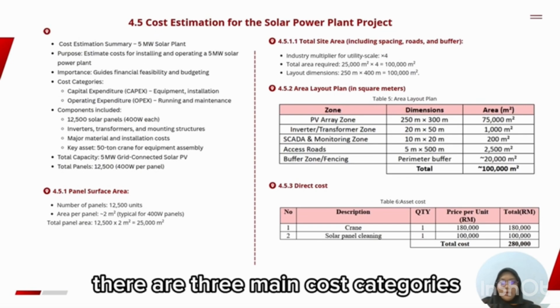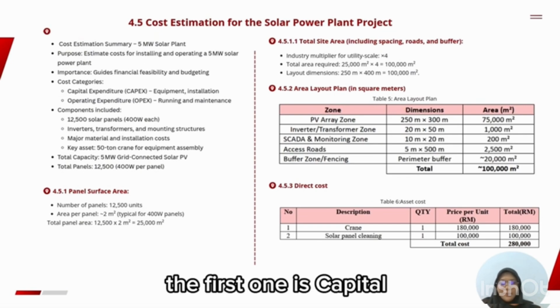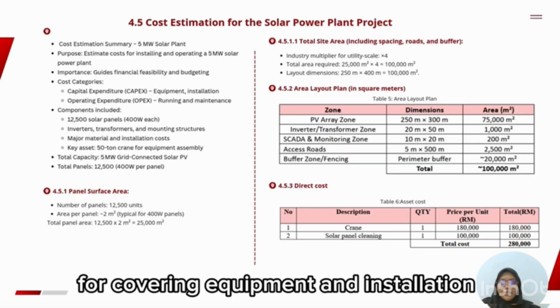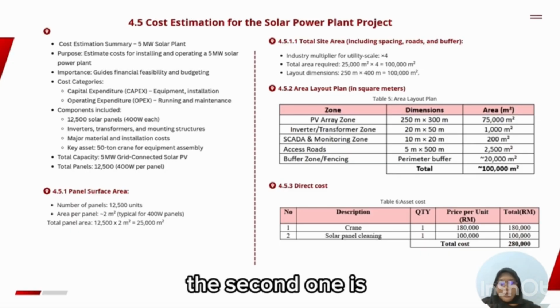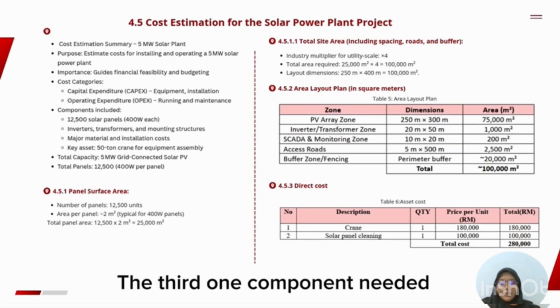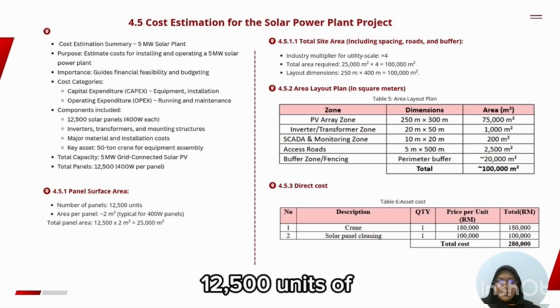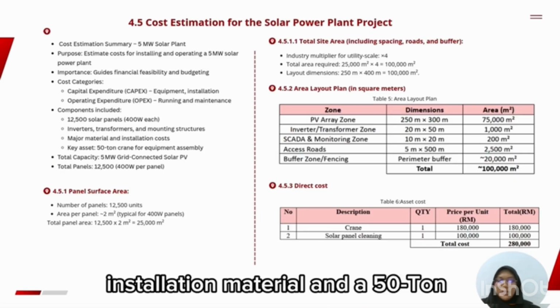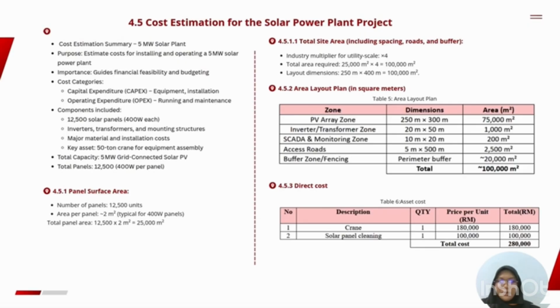There are three main cost categories. The first one is capital expenditure, covering equipment and installation. The second one is operating expenditure, running and maintenance. The third one is the components that are needed: 12,500 units of 400 watt solar panels, inverters, a transformer and mounting structure, installation material and a 50-ton crane.